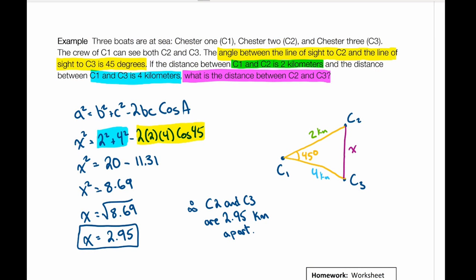So coming back to this, we should have somewhat of a diagram similar to what we see over to the right. I've paired it up color-wise based on the information we highlighted. So we see the 2 lines of sight from C1 to both boats, and the angle between those lines of sight is 45 degrees. We know that the distance from C1 to C2 is 2 kilometers, and from C1 to C3 is 4 kilometers. So to figure out the distance between C2 and C3, that's what we're looking for.